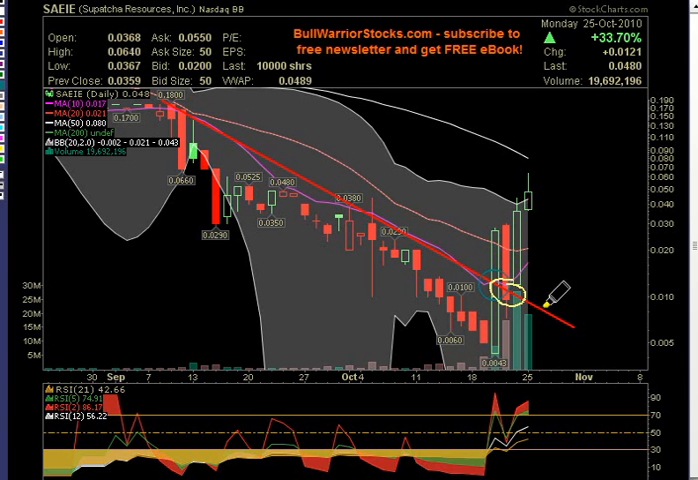So this is where it was a resistance. When the price closed above it, it became a support, came back down here, tested it, and then bounced, and has been going up ever since. So from a textbook standpoint, very nice action and how you'd want to see the price react.